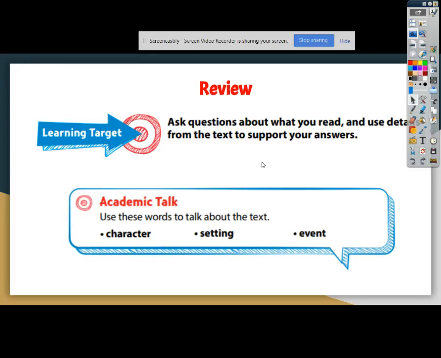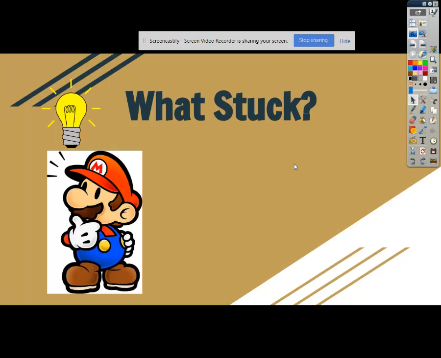Okay, review. Again, told you, very short. Ask questions about what you read and use details from the text to support your answer. Use academic talk words in your writing: characters, settings, events. This is all easy stuff. I say listen, Unit 2 is a little bit easier than Unit 1 because it's all about fiction, fake stuff. So you usually enjoy these stories more, okay? We're not going to do the next part. I'm just going to go ahead and do the next lesson.